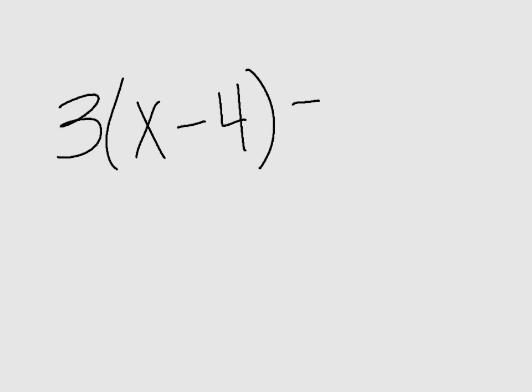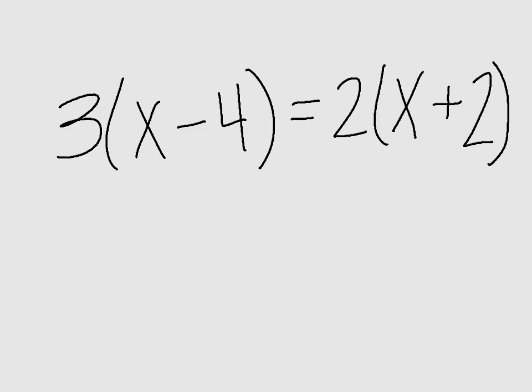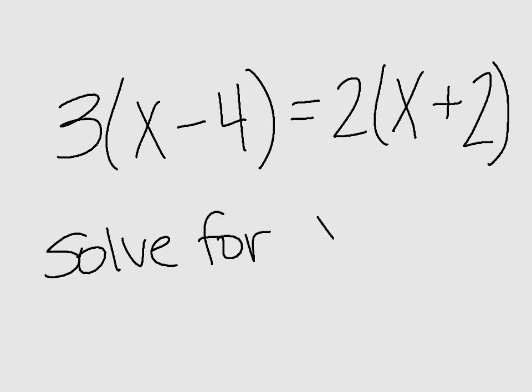Okay. Last question. This is for your homework assignment. This last thing you have to do: 3 times (x minus 4) equals 2 times (x plus 2). Solve for x. The question will appear on the right side.